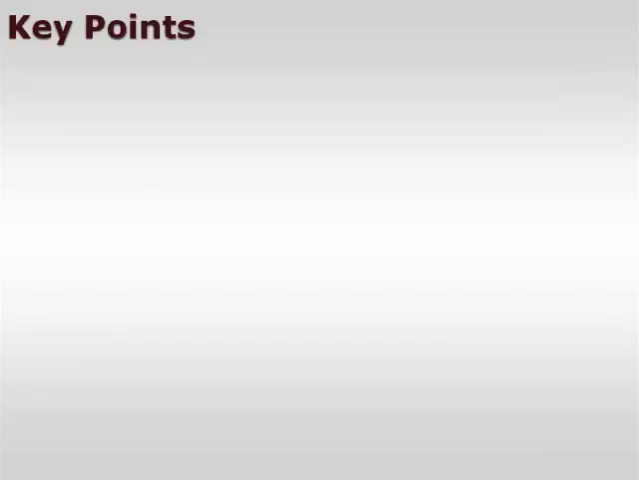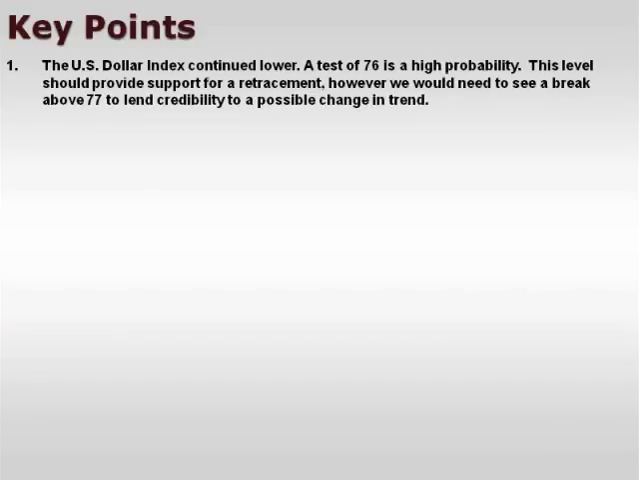Let's take a look at a few of our key points. First of all, the U.S. dollar index continued lower. A test of 76 is a high probability. This level should provide support for a retracement. However, we would need to see a break above 77 to lend credibility to a possible change in trend.